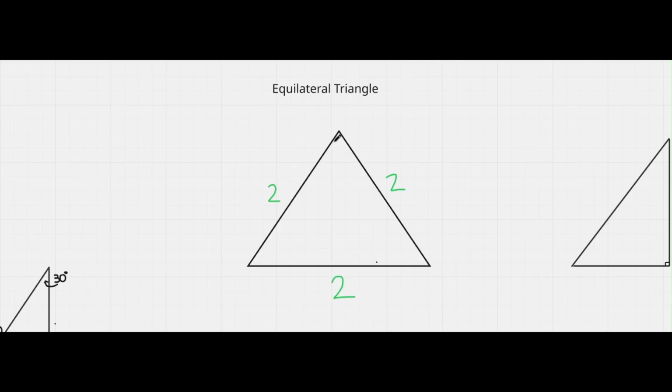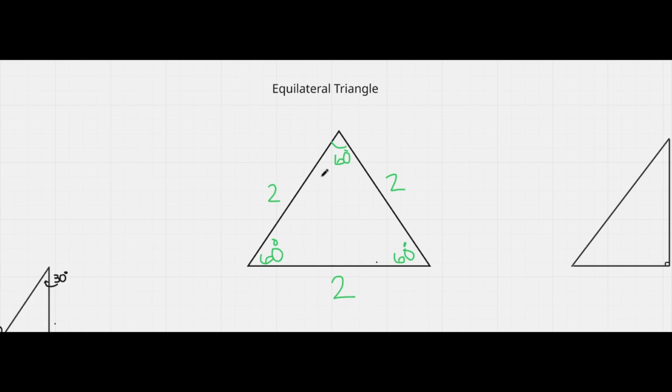But also, each angle is equal to one another. So that means this angle is going to be 60 degrees, and the remaining angles are going to be 60 degrees, because 180 divided by 3 is equal to 60. So that's how we know each angle is going to be 60 degrees. 60 plus 60 is 120, and 120 plus 60 is 180.